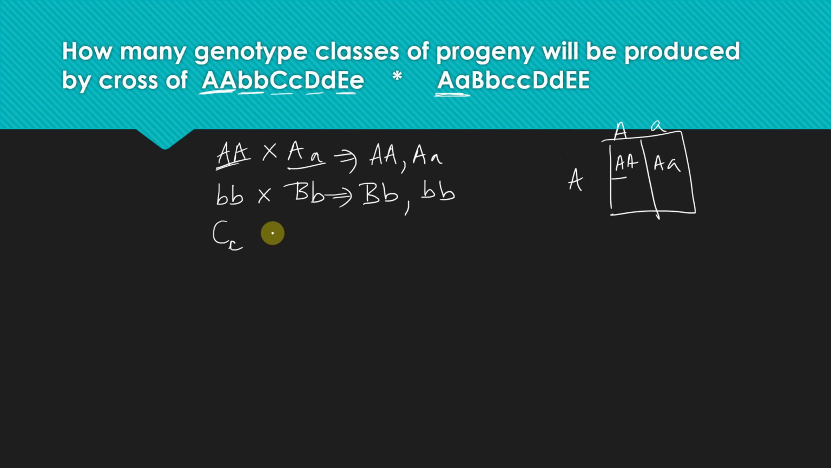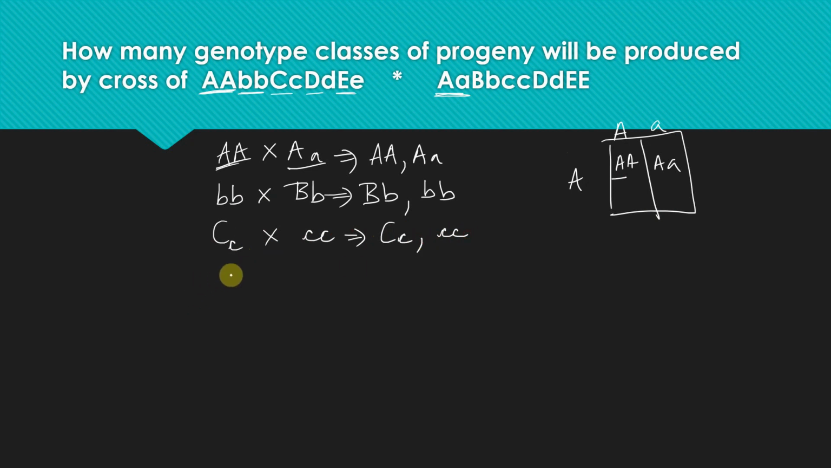For the complete thing, this is capital C small c, the heterozygous form, and then there is a homozygous recessive. So from this cross we can get progeny with the genotype capital C small c and small c. Again 2 we can get.